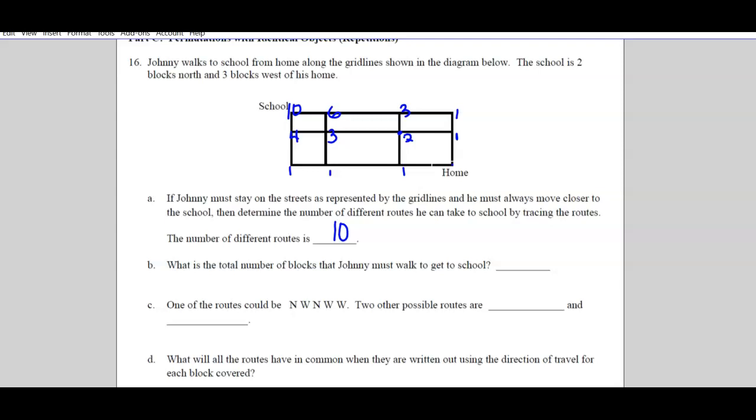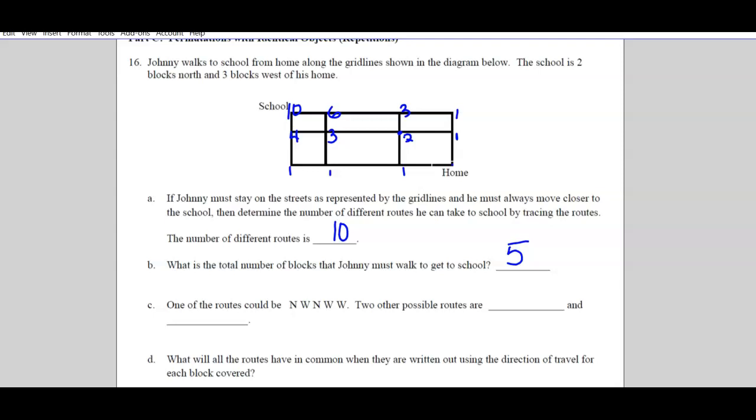So what is the total number of blocks that Jackson walked to get to school? So any of the routes that he takes, that you were drawing, how many blocks did he walk? Not the distance, just how many blocks. So if he took this route, 1 block, 2 blocks, 3 blocks, 4 blocks, 5 blocks. If he went another way, 1 block, 2 blocks, 3 blocks, 4 blocks, 5 blocks. Okay? So total number of blocks he has to walk is 5.